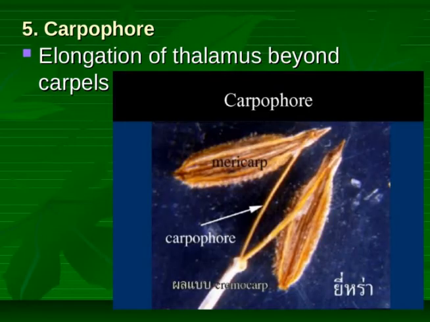If in a plant or in a flower, the thalamus grows extensively. The thalamus elongates above the carpel, above the gynoecium. That is called carpophore. The thalamus elongates to become a stalk. That is called carpophore.